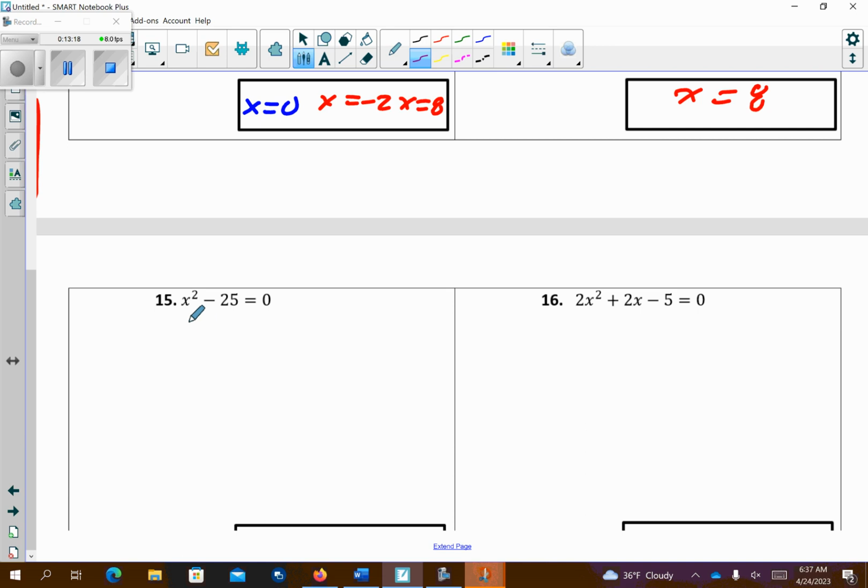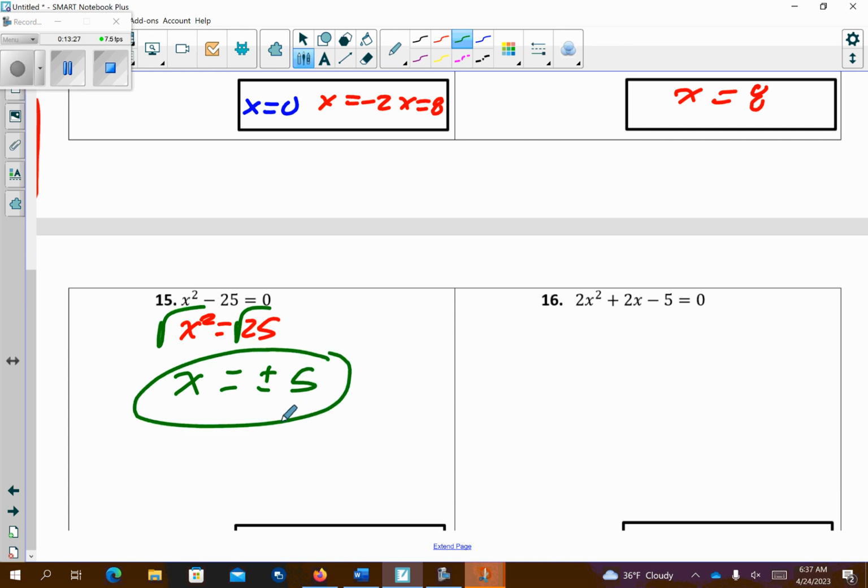I think we already did this one, but we'll add 25 to both sides. Root, don't forget plus minus, good. And that's my answer. Just plug it right there.